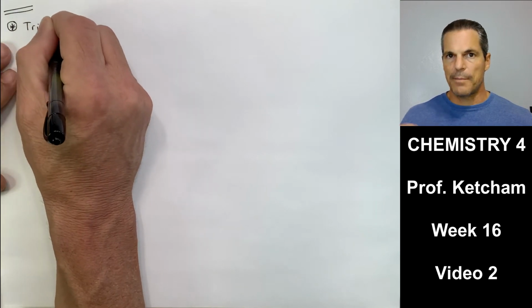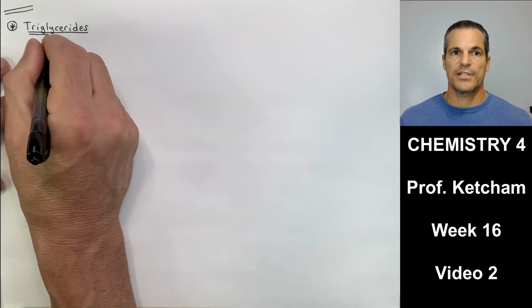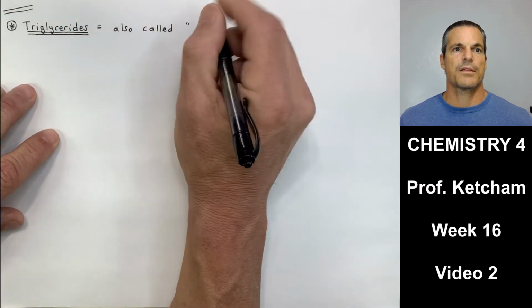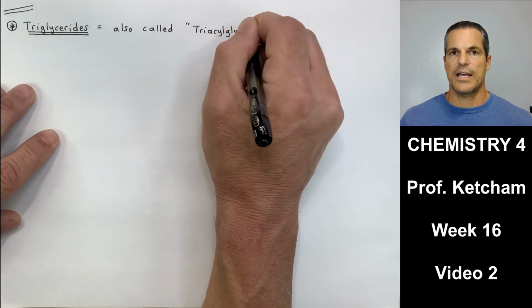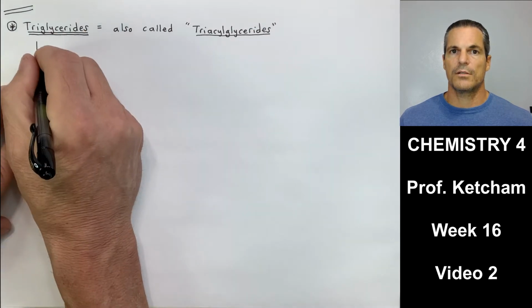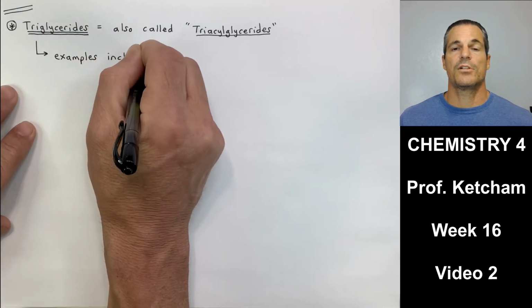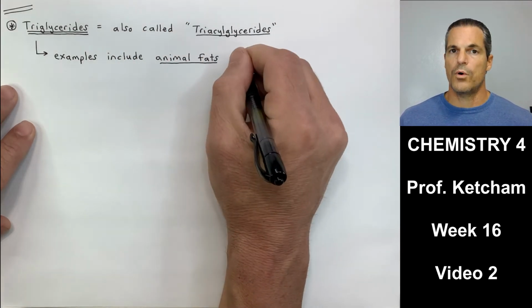Okay, so I got a double line there and a star with a circle around it. This is characteristic of me changing gears or moving to the next topic. And that's what I'm doing right now. The next topic is triglycerides. These are also called triacylglycerides. Examples include animal fats and vegetable oils.